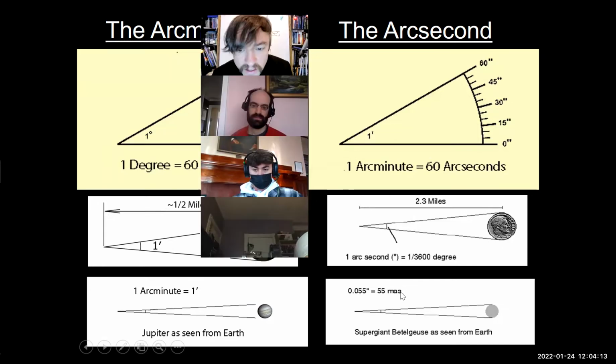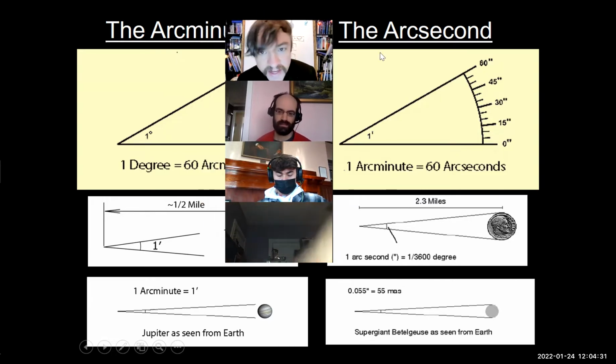A star like Betelgeuse, the shoulder of Orion, subtends 55 milli-arcseconds, which means 0.055 arcseconds, a microscopic angle. Planets like Jupiter and Venus have roughly a 1 arc minute angular size. So arc minutes are good for planets, arc seconds are good for stars. That's a sort of rule of thumb.